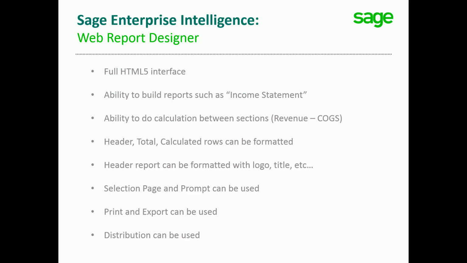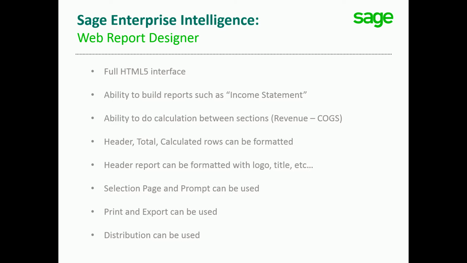The other major feature introduced in version 7.2 is the Web Report Designer. This report designer is for bridging the gap between the SEI application and the SEI Excel add-in. The interface is full HTML5 and it allows the users the ability to create financial statements in the web. All sorts of formatting can be done to the headers, the totals, the calculated rows, as well as, and not limited to, the main title and adding logos. Users will be happy to learn that the familiar features such as selection pages and prompts, printing and exporting, as well as distributions are available in the reports.